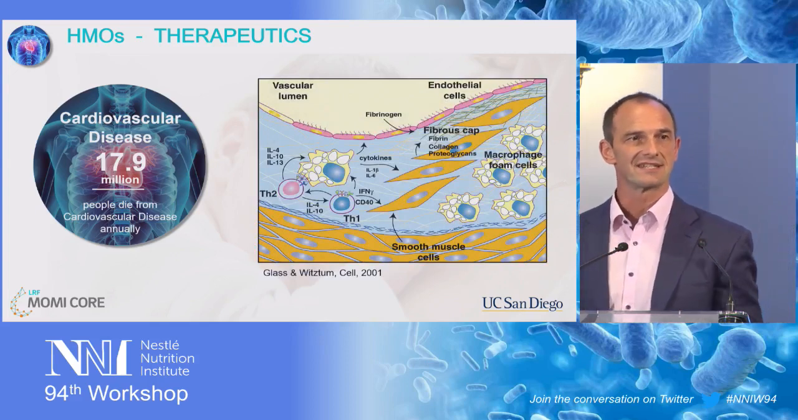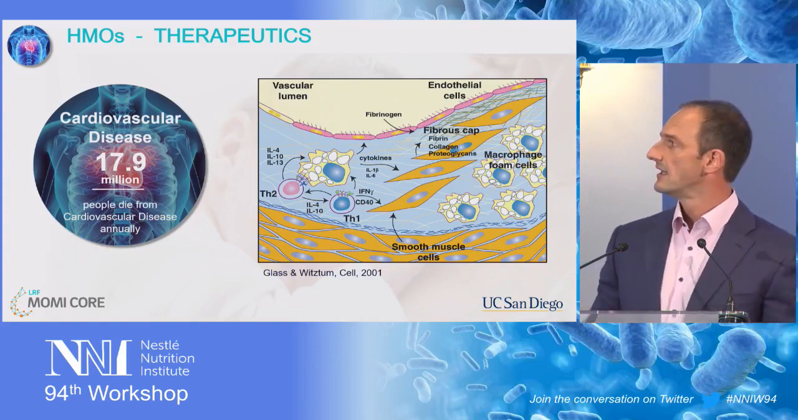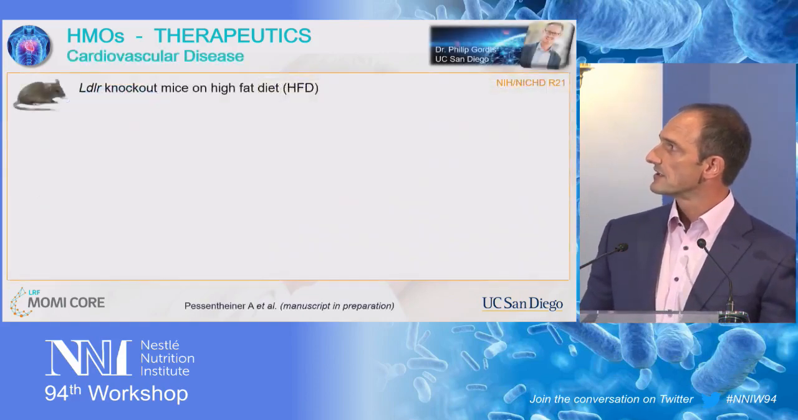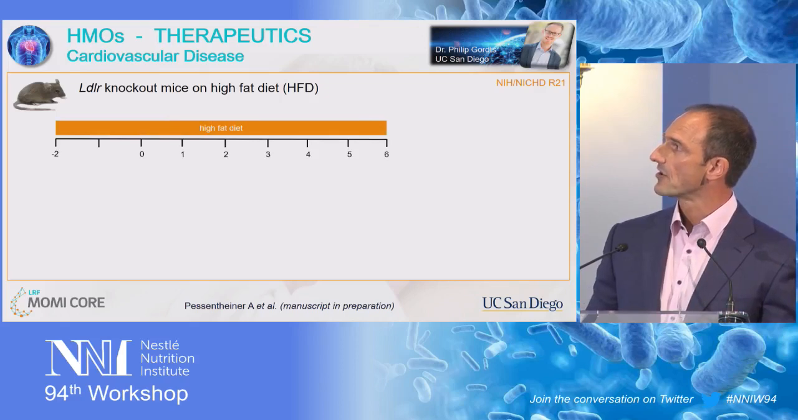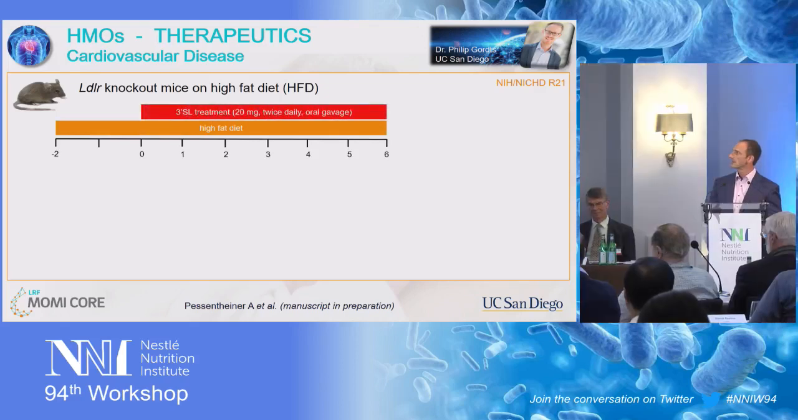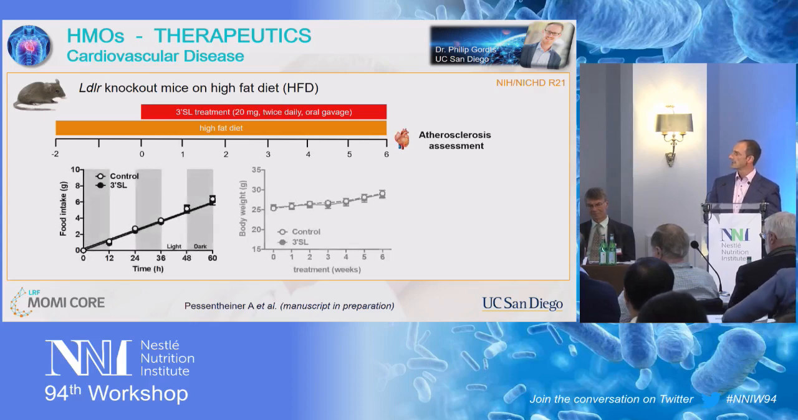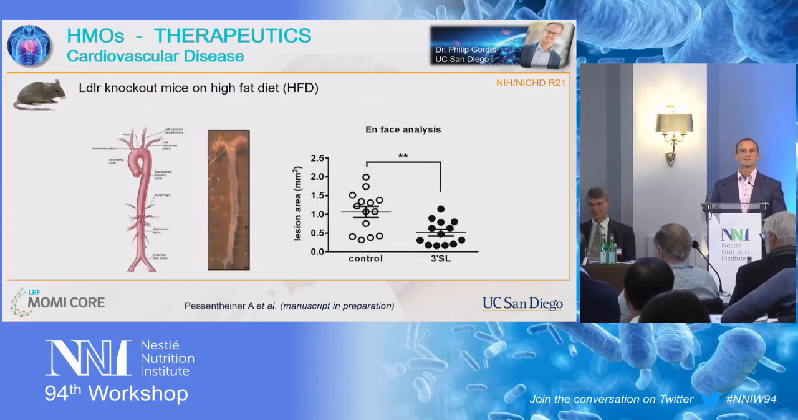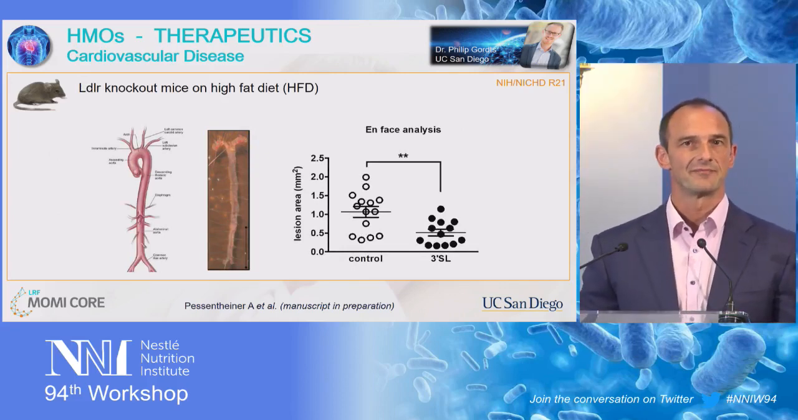That's your foam cells, right? The foam cells that suck up all your LDL, all your lipids, and then clog up your arteries. So to make this story short, again working with Philip here, we put mice with an LDLR knockout, that's your receptor knockout, on a high-fat diet with and without 3SL, and then we looked at atherosclerosis assessment. No difference in food intake, no difference in weight gain, but a significant difference in atherosclerotic plaques in these animals on 3SL.